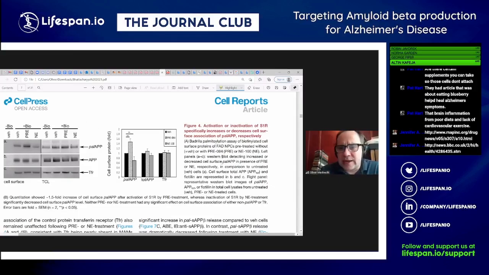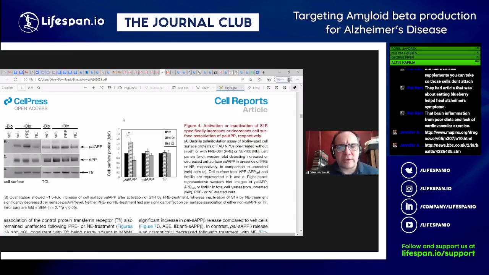So this is a palmitoylation assay of biotinylated cell surface proteins. Basically, they're purifying proteins, and particularly palmitoylated APP, on the cell surface. And what they're showing here, and this is a quantification of the plot on the left, is when you treat these cells with pre-084, which is an agonist of the S1R receptor, or the opposite, NE100. Pre-084, which is an agonist of that receptor, they showed earlier leads to greater production of MAMs.